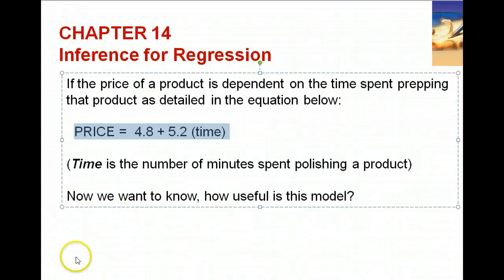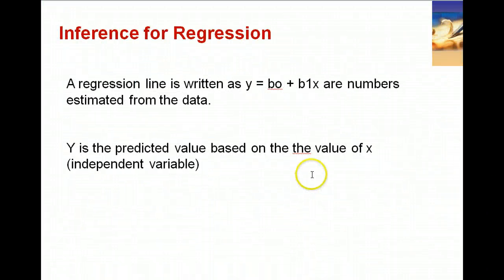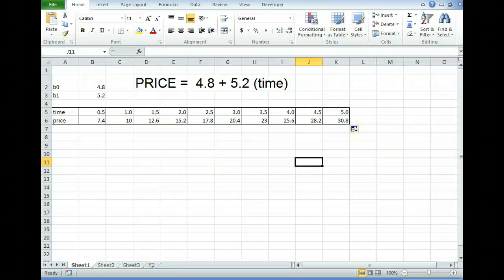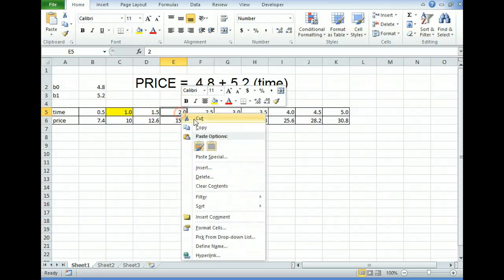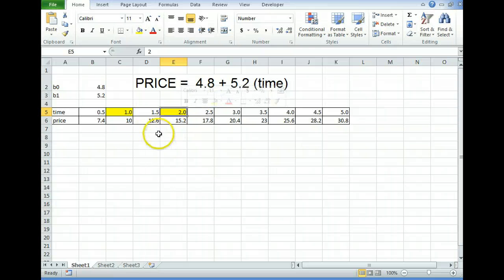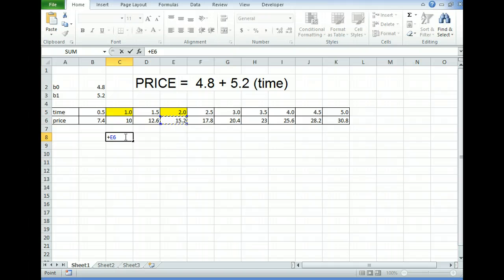Now, let's look at the general equation. The regression line is y equals b0 plus b1 times x. That's the estimate based on the values of x. So in this case, when the value is 1 and it goes up to 2, what is the increment in the result?